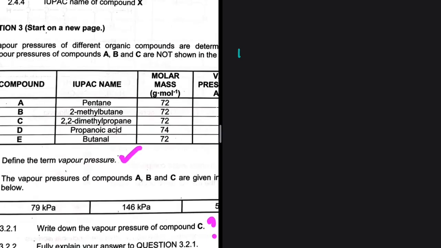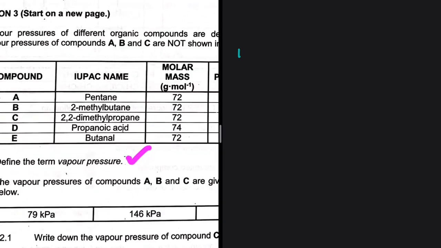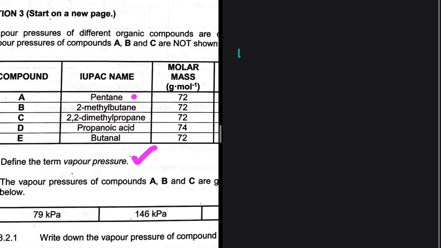Let's go through our table. So we have A, B, C. A is pentane, B is 2-methylbutane, C is 2,2-dimethylpropane. So these three organic compounds have the same molecular formula, hence they have the same molecular mass. But how do they differ?